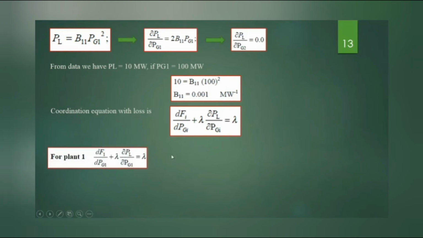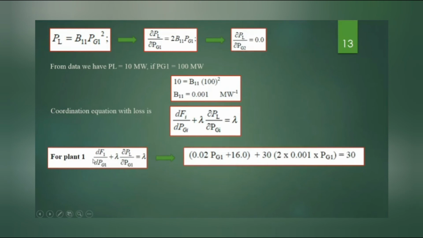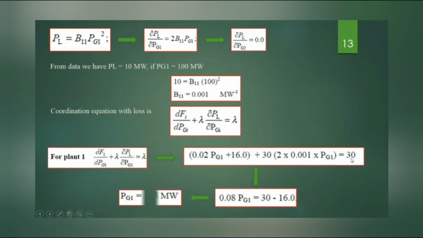So according to the coordination equation, dFi upon del Pgi plus lambda del PL upon del Pgi equal to lambda. So for plant 1, it is del F1 by del Pg1 plus lambda del PL upon del Pg1 equal to lambda. Put the values in this equation, right? You will get 0.02 Pg1 plus 16 plus 30 into 2 into 0.01 into Pg1 equal to 30. So you will get Pg1 equal to 175 megawatt.